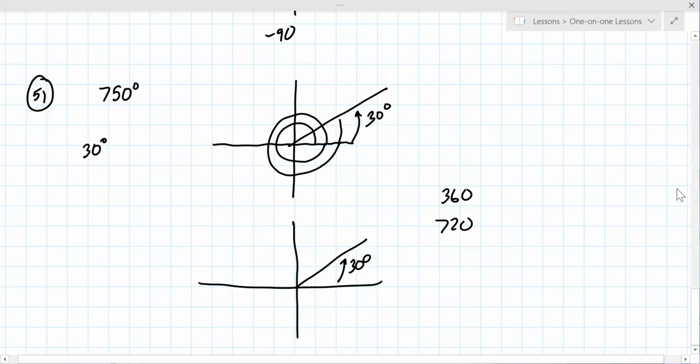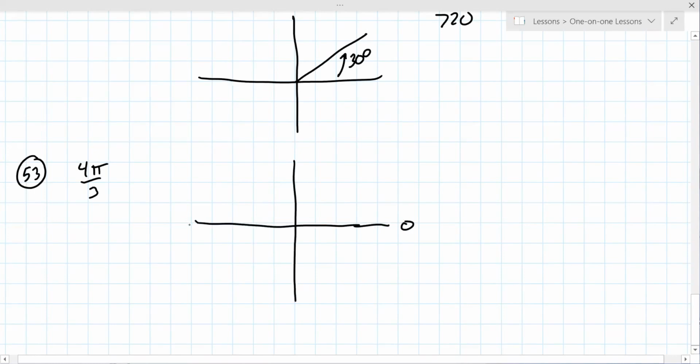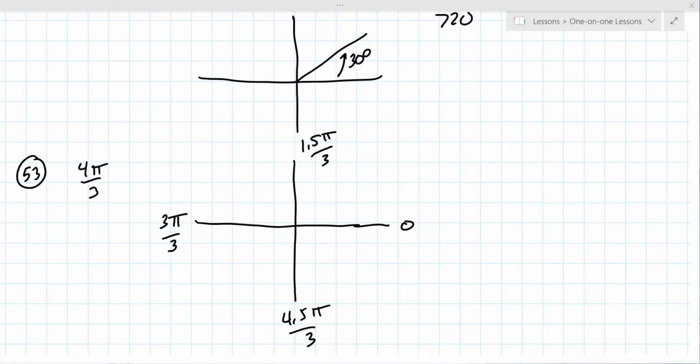Okay. 53, 4 pi over 3. This is where whenever the pi's get thrown in, everyone goes crazy. Here's 0. Here's pi over 2. Here's pi, but I change it to 3 pi over 3 because it helps to figure out where we're at. Pi doesn't really work out well with 4 pi over 3. This is pi over 2, but if you use the same denominator, it's 1.5 pi over 3. This is 3 pi over 2, but if you just keep going, this is 4.5 pi over 3.